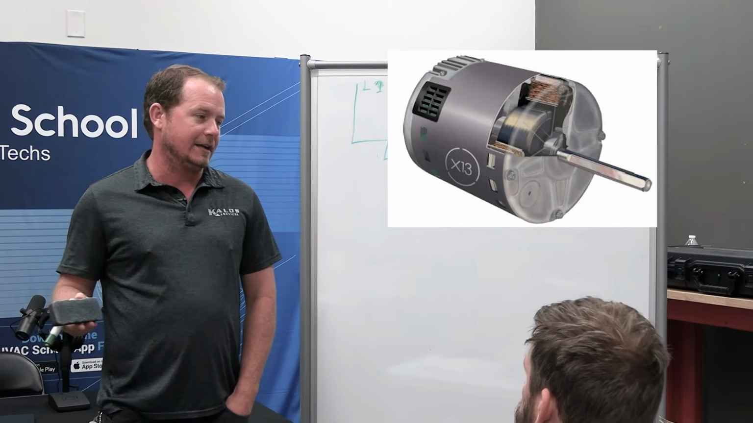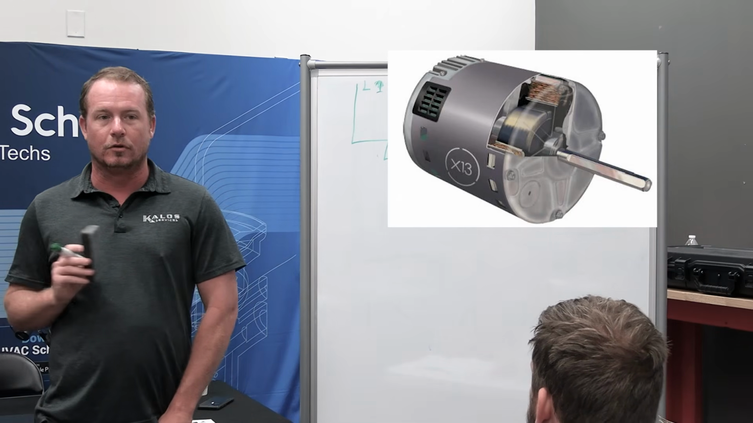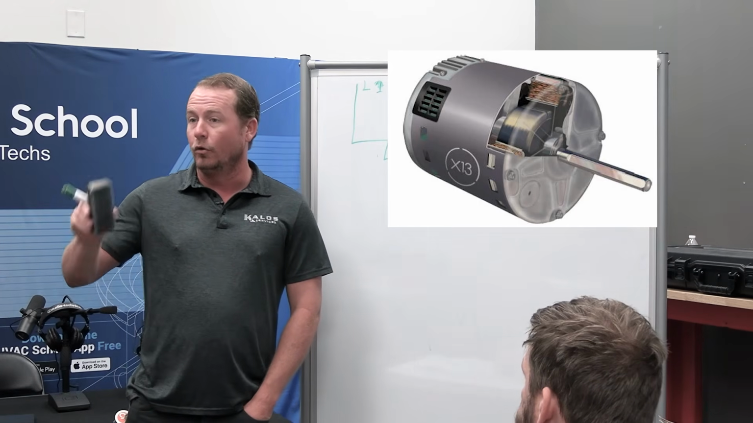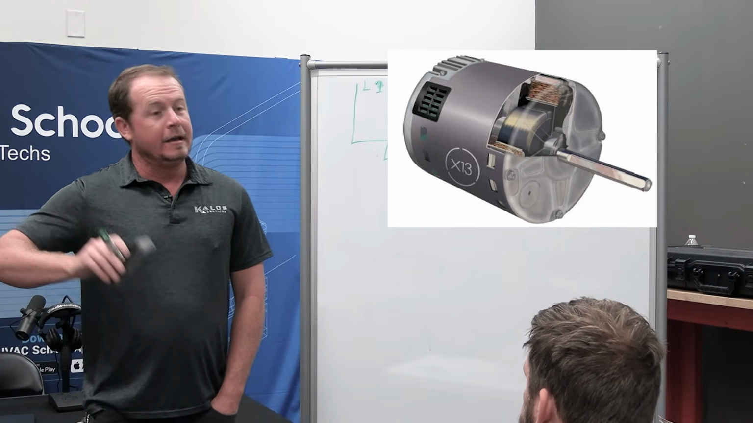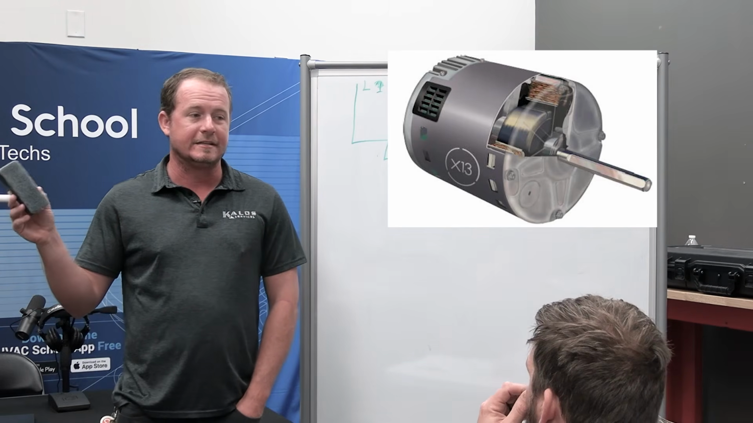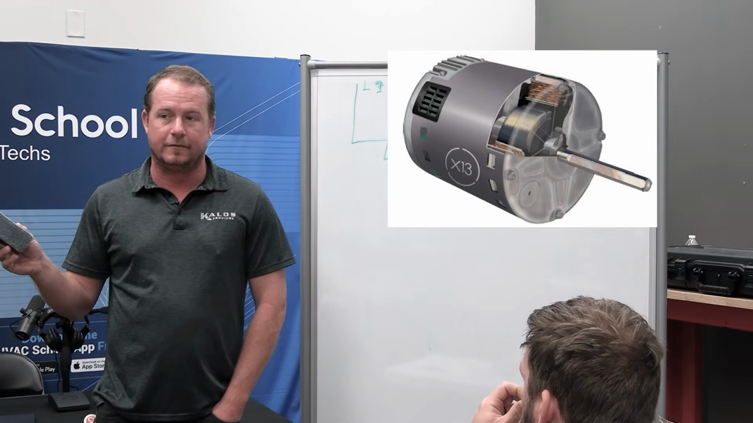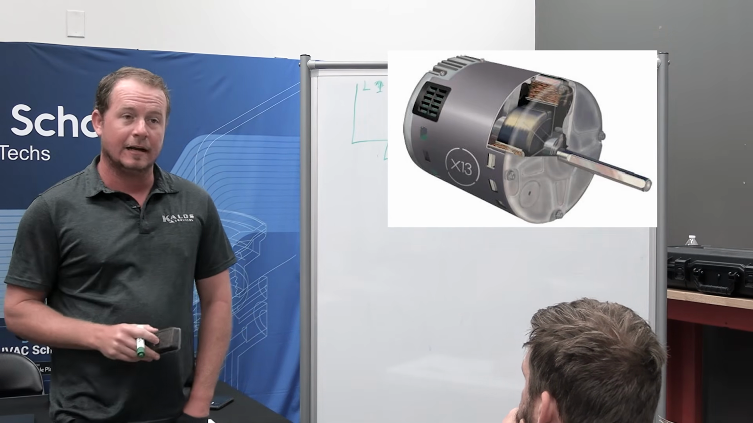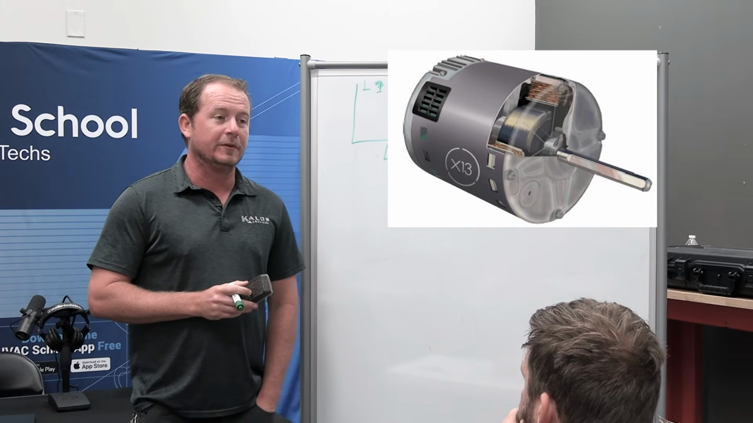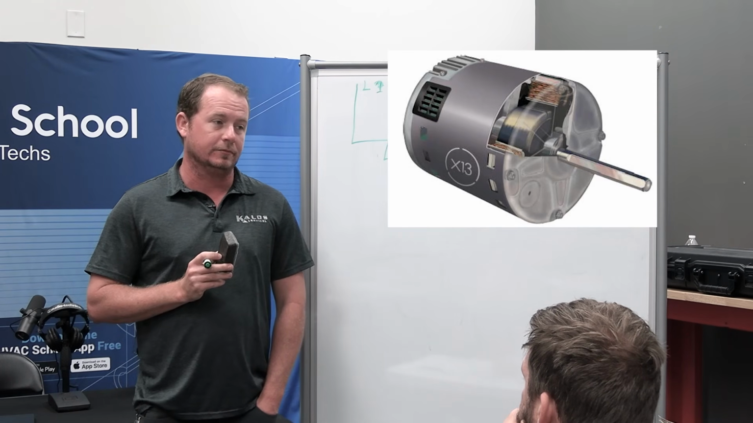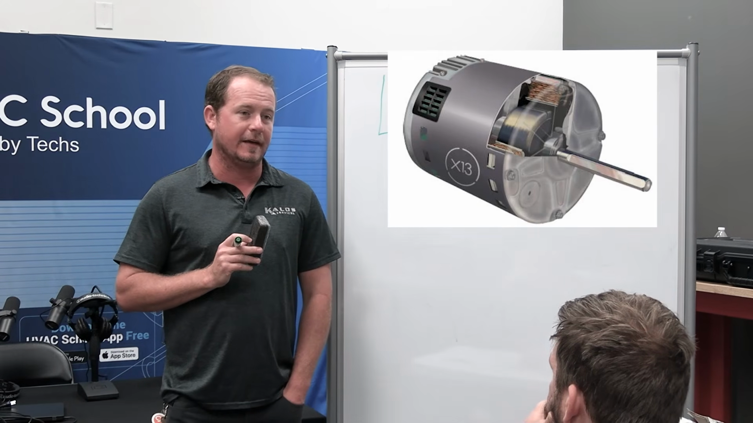Why don't we see capacitors if you have an ECM blower motor? Because you've all noticed this, right? You have a capacitor on an older blower motor, and on newer X13, as we often call them, or ECM blower motors, we don't have a capacitor. Do you know why that is? It's kind of built into it. But what's built into it? The module's built into it. What does the module do? What happens inside that module?